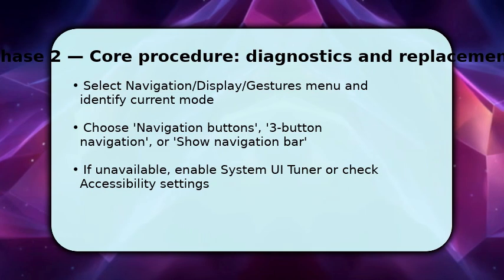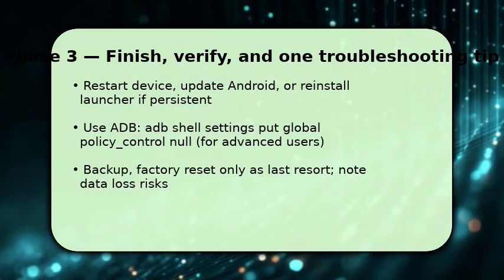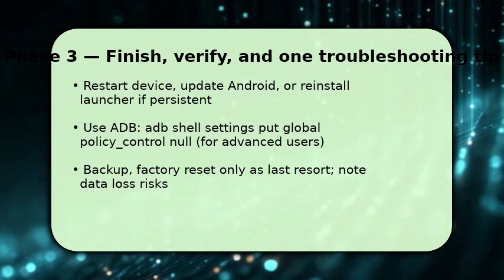Finish by trying standard recovery actions. Restart the phone, install pending system updates, and test a different launcher. Sometimes a custom launcher hides the bar.